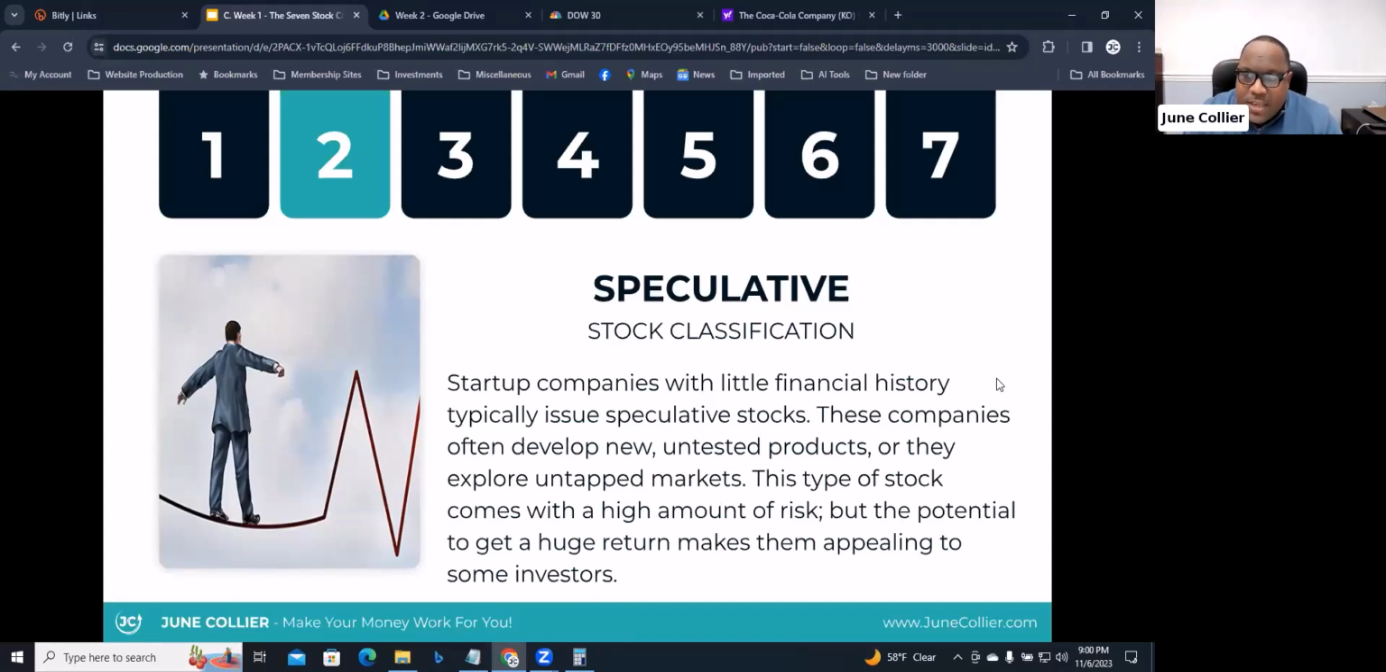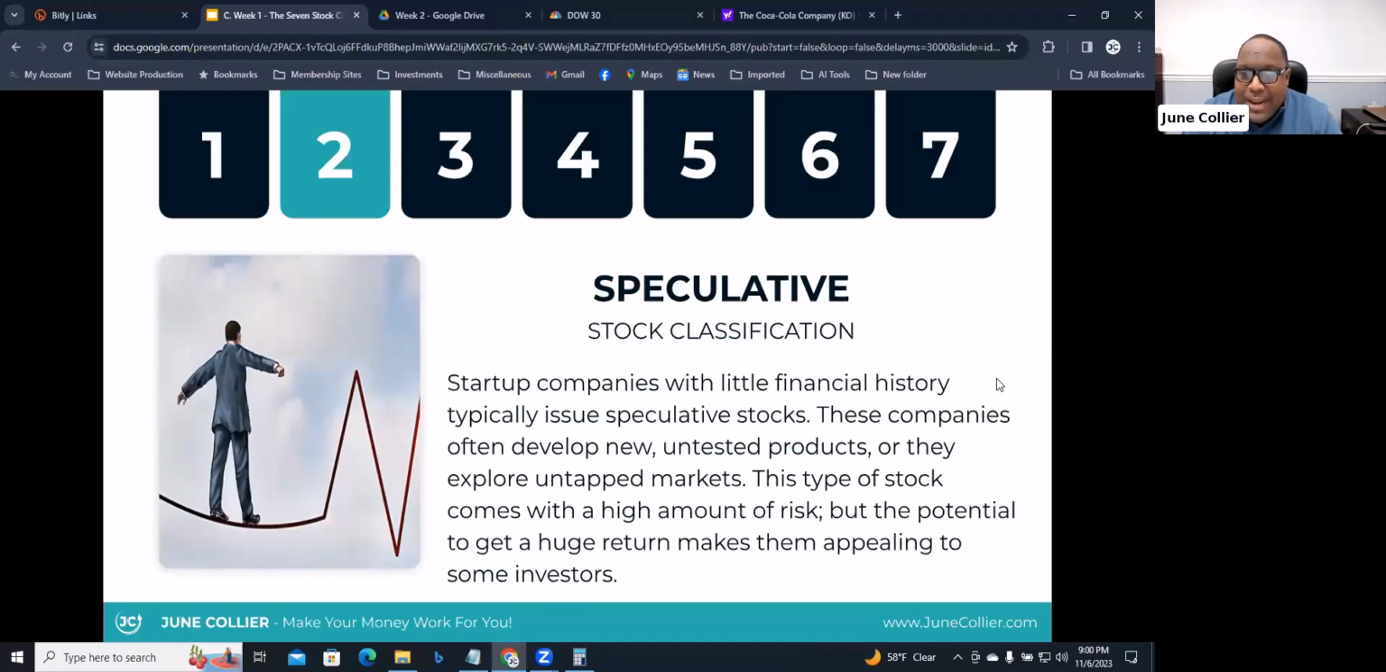These are going to be companies in emerging markets. So these are going to be just new companies. And I would tell you to probably stay away from these companies. Okay? If you like your money.